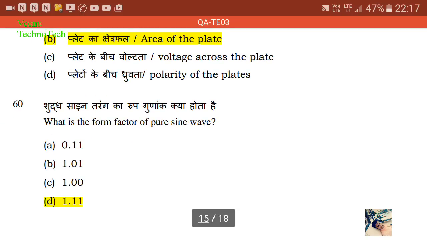The form factor of pure sine wave is 1.11. Friends, that is the reason you always hear about 11,000 volt on electrical power supply. So form factor is 1.11. Correct answer is D.